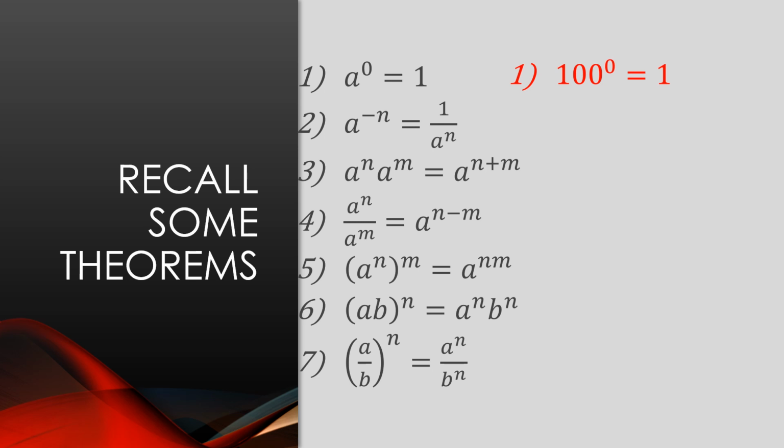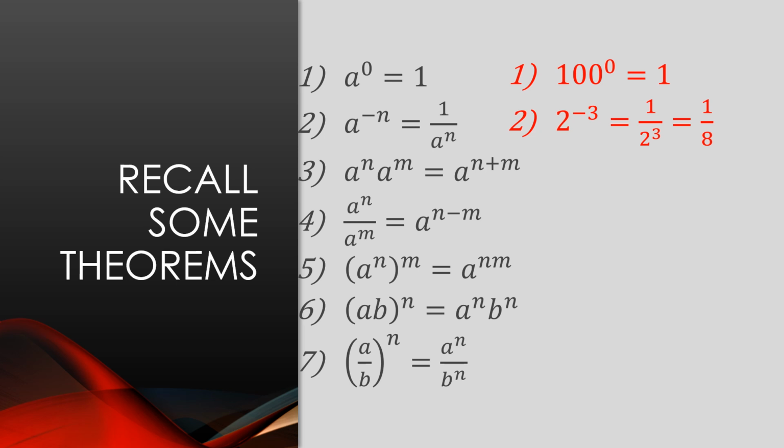Number 2. So, we have a raised to negative n. The result is the reciprocal, and the negative exponent becomes positive, so it becomes 1 over a raised to n. Example, we have 2 raised to negative 3. The result is 1 over 2 cubed, and that's equal to 1/8.